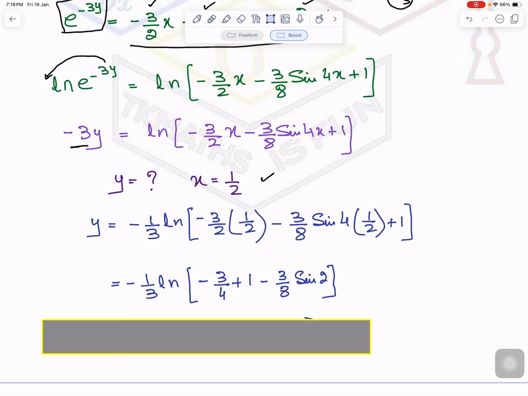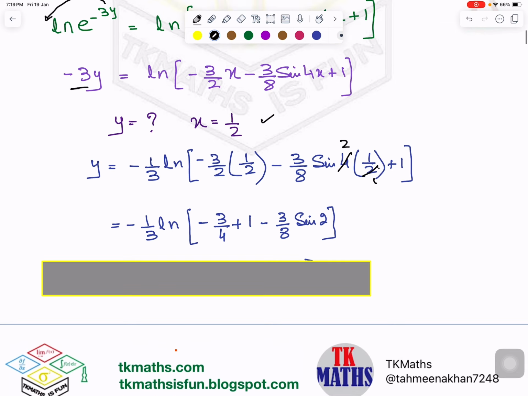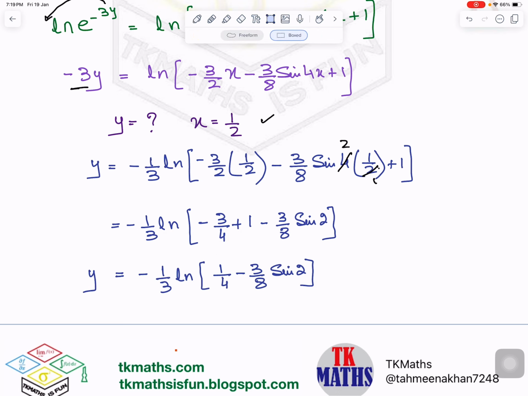So I'm simplifying here. You can see here 2 ones are 2, 2 twos are 4. So it is sine 2, right? So simple calculation I'm doing, nothing else. So this is my final answer. I hope you understand.